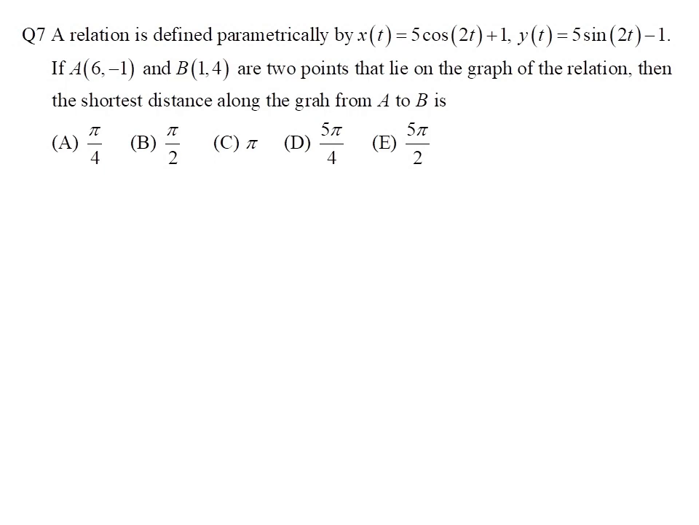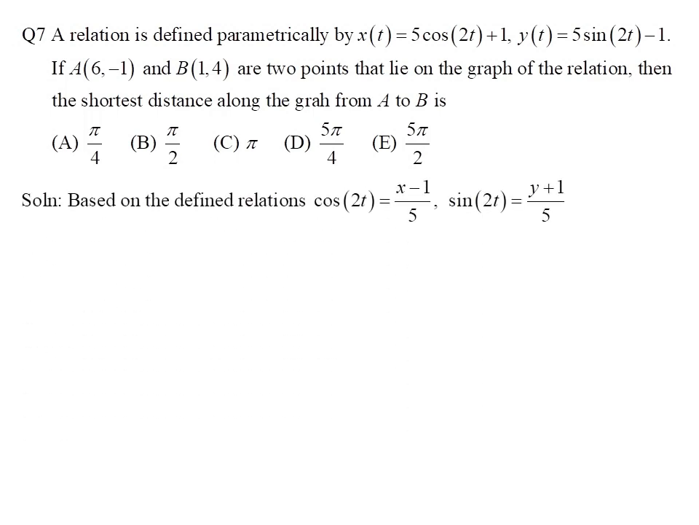In question 7, a relation is defined parametrically by x of t equals 5 cosine t plus 1 and y of t equals 5 sine t minus 1. Here both A and B are 2 points that lie on the graph of the relation, and their coordinates are 6, -1 and 1, 4 respectively. The question here is to find the shortest distance along the graph from A to B from 5 given choices.